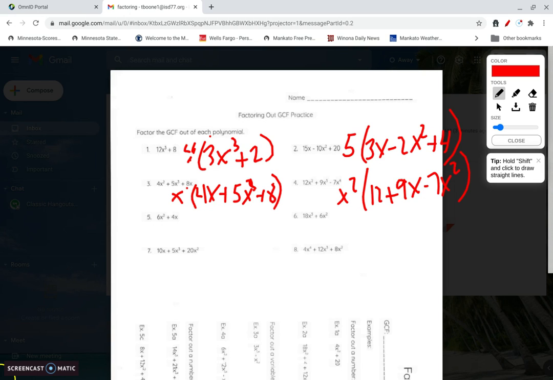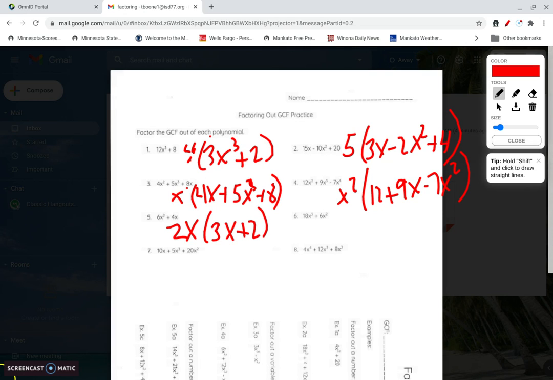All right, number 5, let's see. Oh, this time, 6 and 4. Yeah, we can. Those are both even numbers. We can take a 2 out of there, and then we can also take an x. So what would we be left with? 3x plus 2. Yeah, okay.